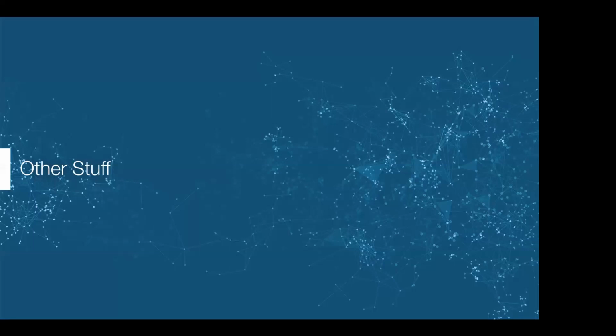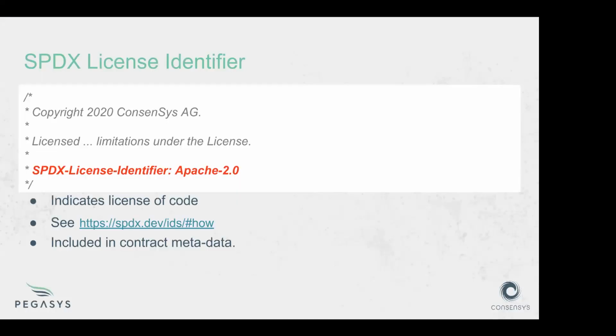So, other stuff. One thing that's been added is forcing everyone to specify what type of license they've got. Everyone needs to have this SPDX license identifier in their code to indicate what license is being used. And even if you're not using a license, it's possible to specify UNLICENSED as well.